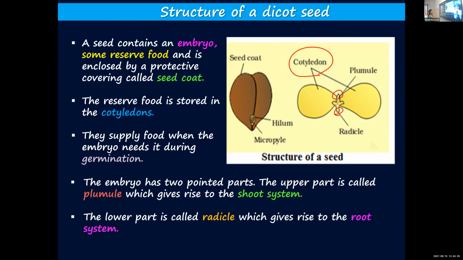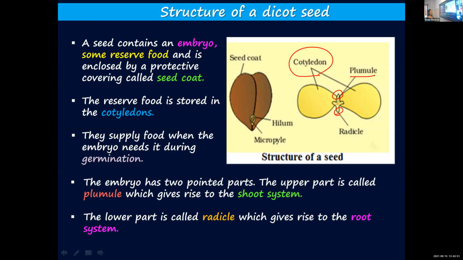So the upper part you call it as plumule. Upper part is known as plumule. So the embryo is having a pointed part at the top that is known as plumule. Plumule is also known as future shoot. Shoot means stem. It will develop into the shoot or stem of the plant.